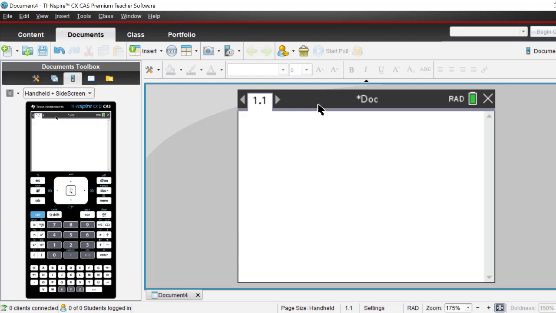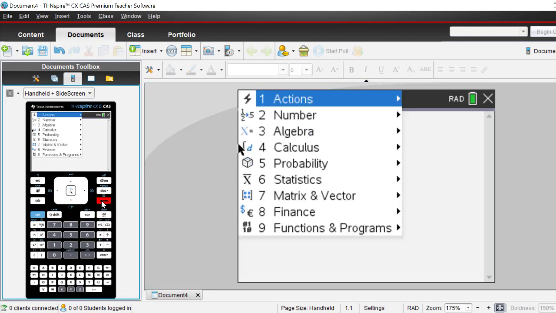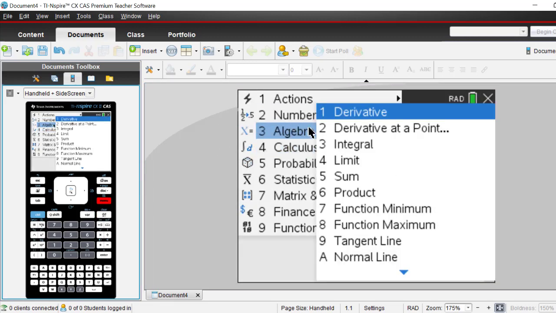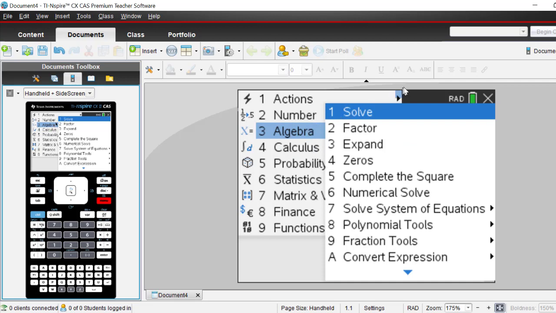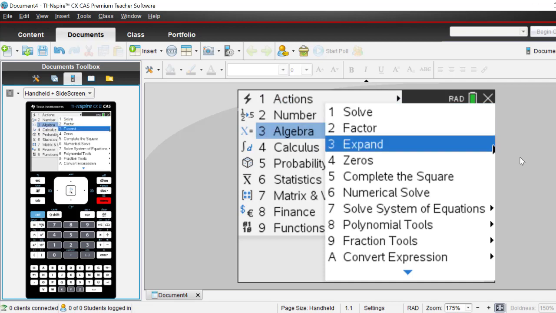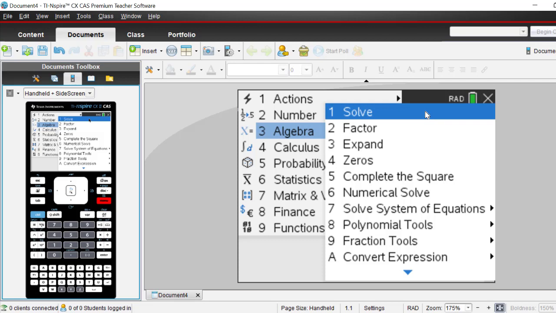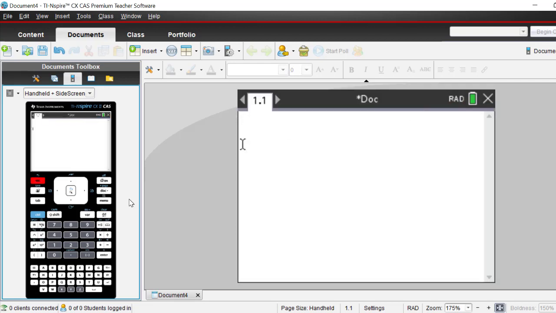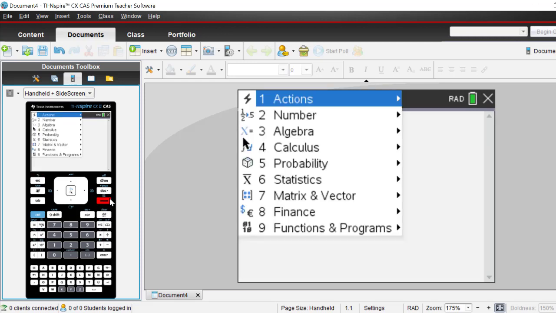Now, solve. You could actually type in SOLVE, but that would be a waste of time. You could also go Menu, then we're looking at Algebra, aren't we? Menu 3, 1 for solve is the shortcut. So I'm going to do this really quickly. I'll show you. You can watch this over and over again. Menu 3, 1.